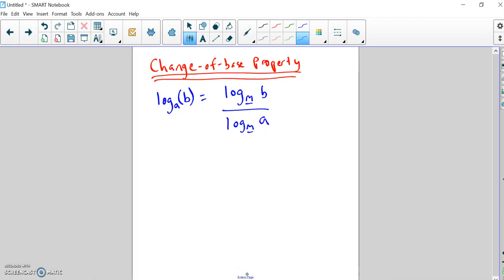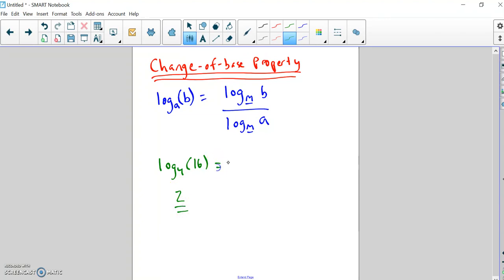Okay, so let me just show you real quick that this actually does work. Let's say we had something like log base 4 of 16. Well, we know off the top of our head that 4 to the second power is 16. So the answer to this logarithm is 2.